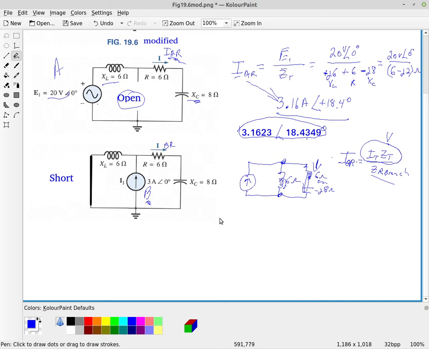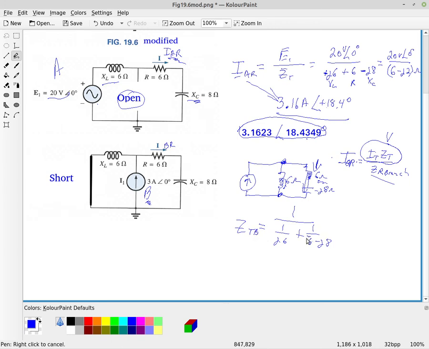So, if we wanted to, we could just find the voltage, which again is just I total times Z total. But we first have to find Z total. Now this is a parallel, all right? So for Z total, we're going to have 1 over the J6 plus 1 over the 6 minus J8. So that's going to give me the Z total for circuit B.